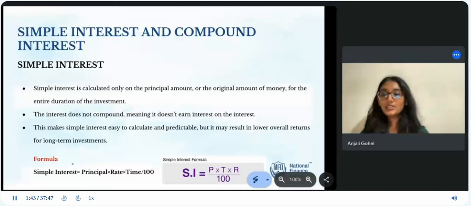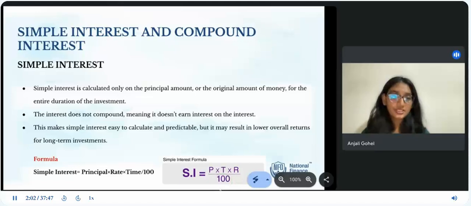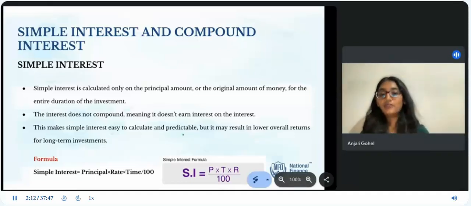So let's understand how we calculate simple interest. We have a very simple formula, which is PTR by 100, nothing but your principal, time and rate, divided by 100, and you would get your interest. So since we know how simple this is, we can easily calculate and predict how much interest you will earn.